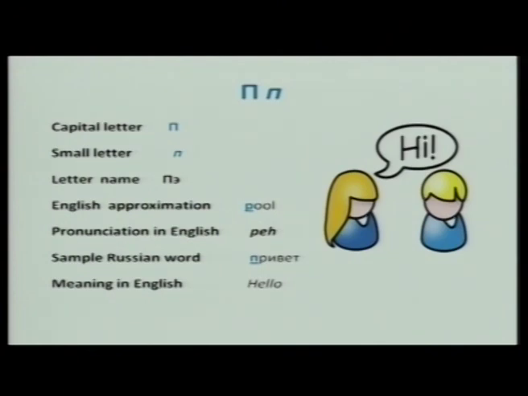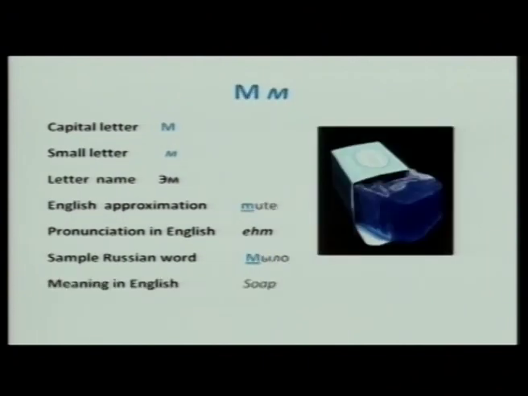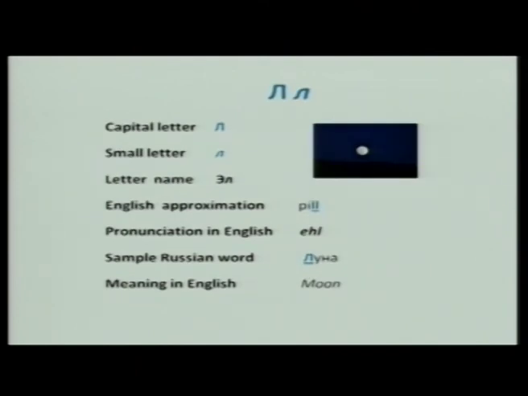Pa, as in pool. The Russian word we have used here is privyet, which means hello. N, as in noon, and the Russian word we have used to describe it is nos, which means nose. M, as in mute, and the Russian word we have used here is mylo, which means soap. L, as in pill. The Russian word we have used here is luna, which means moon.